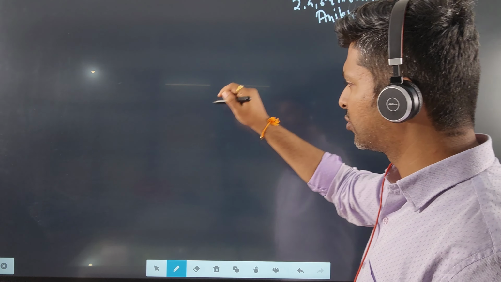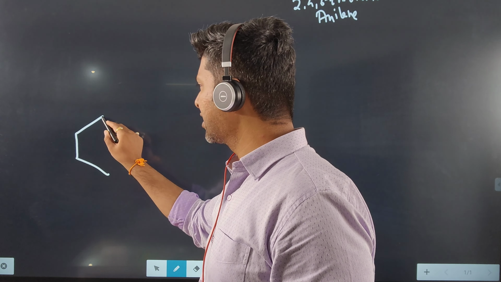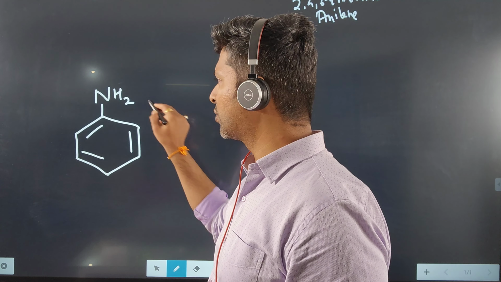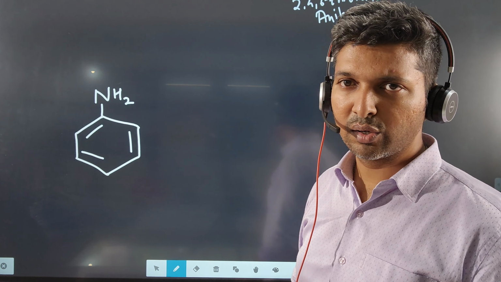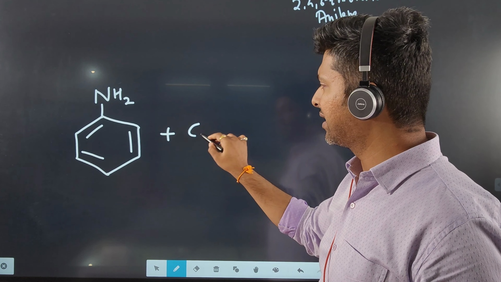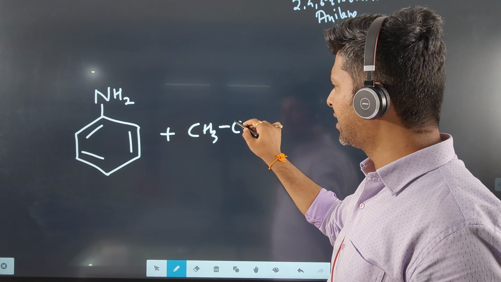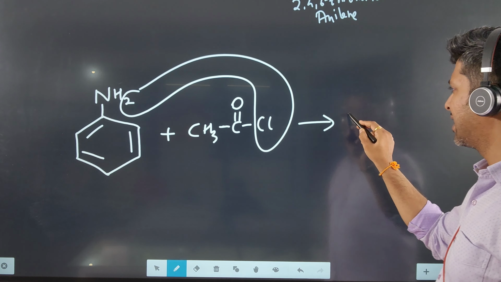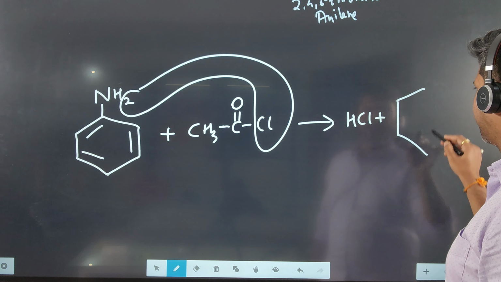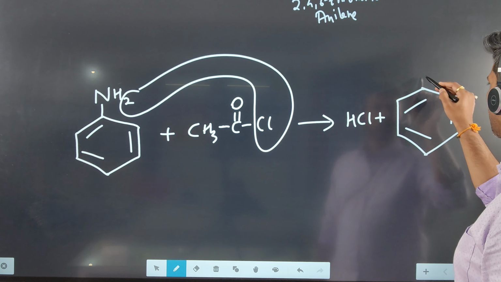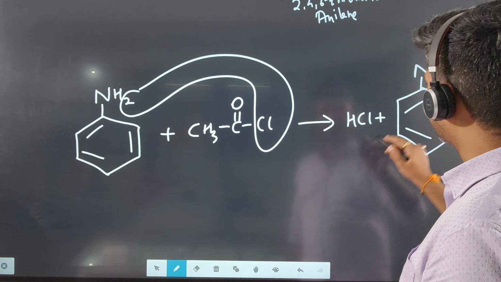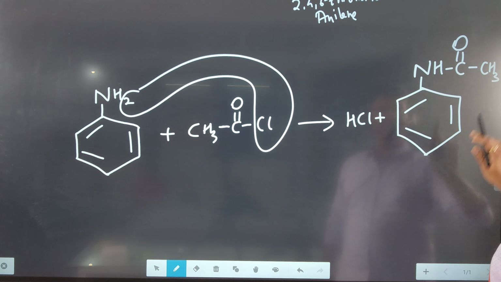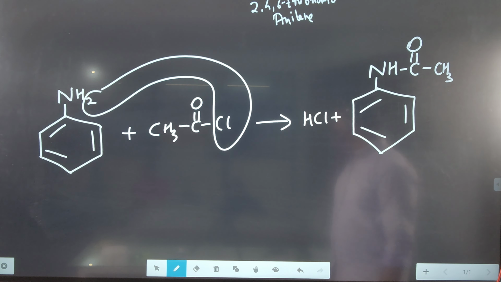What if I want only parabromoaniline? Then I should reduce the electron donating power of the NH2 group. How can I reduce it? By attaching an electron withdrawing group over here. And how do we do that? We react it with acyl chloride, and we get one hydrogen and one Cl combining with each other to give HCl, and this NH will get attached to the remaining part, that is the acyl group. So we get NH-C double bond O-CH3.